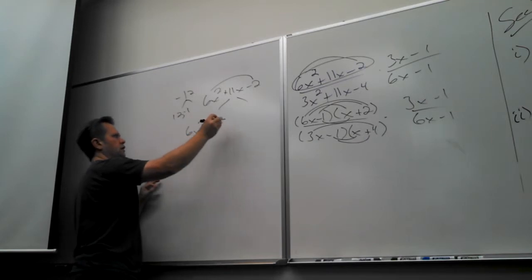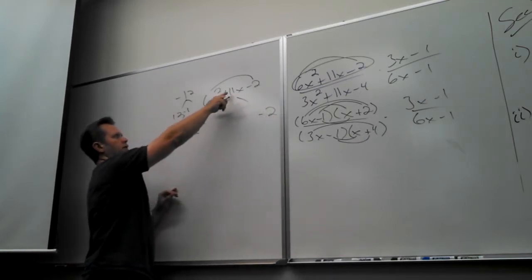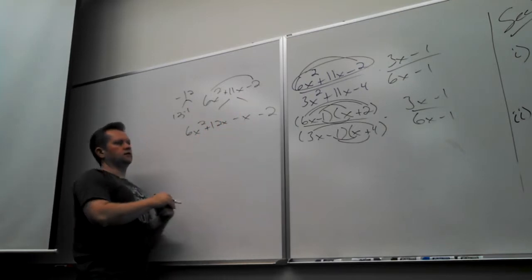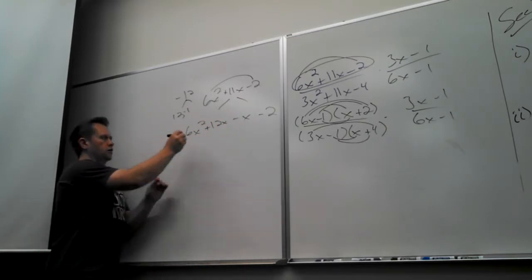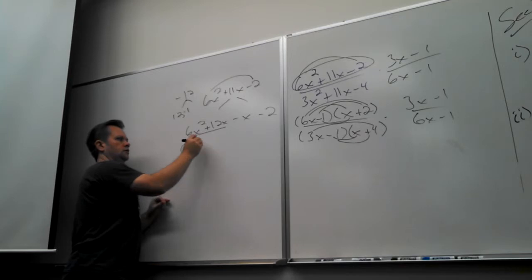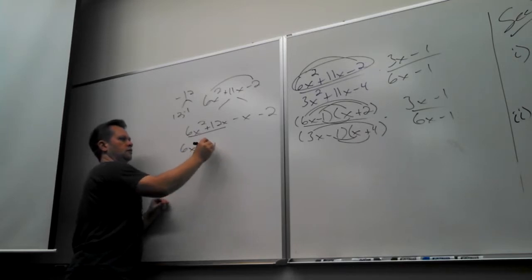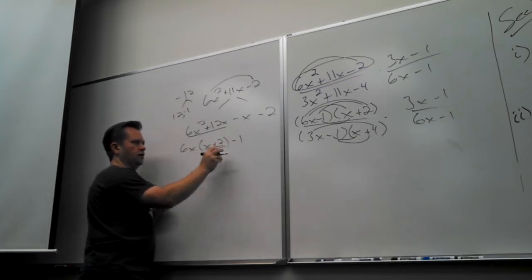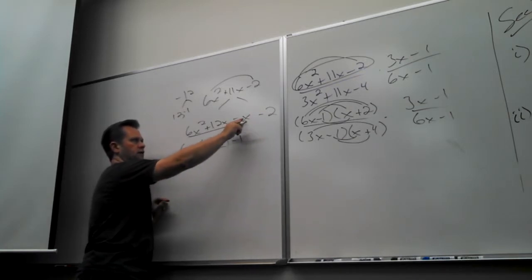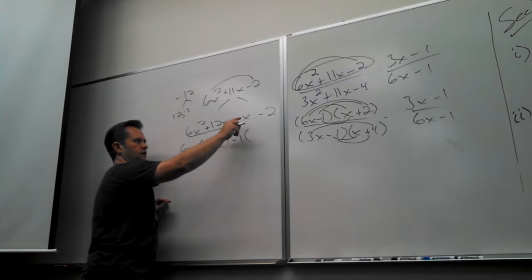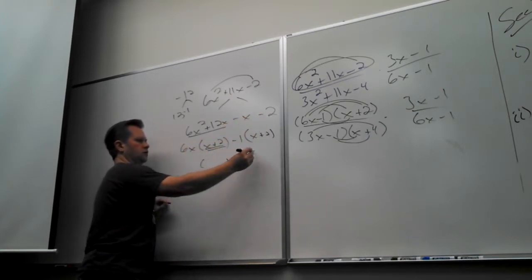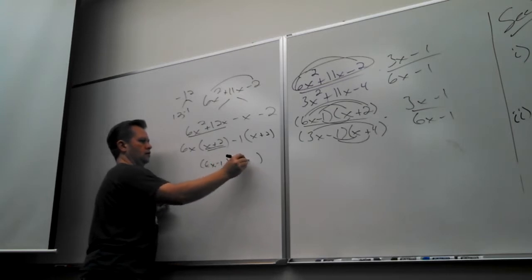So 6x squared is the same, minus 2 is the same, 11x is 12x minus x. What comes out of these? 6x. What comes out of both of those? Negative 1, and I know it's got to be that because I want these to be the same. I got to take the negative out, so this becomes positive x plus 2. So the last step would be 6x minus 1 times x plus 2.